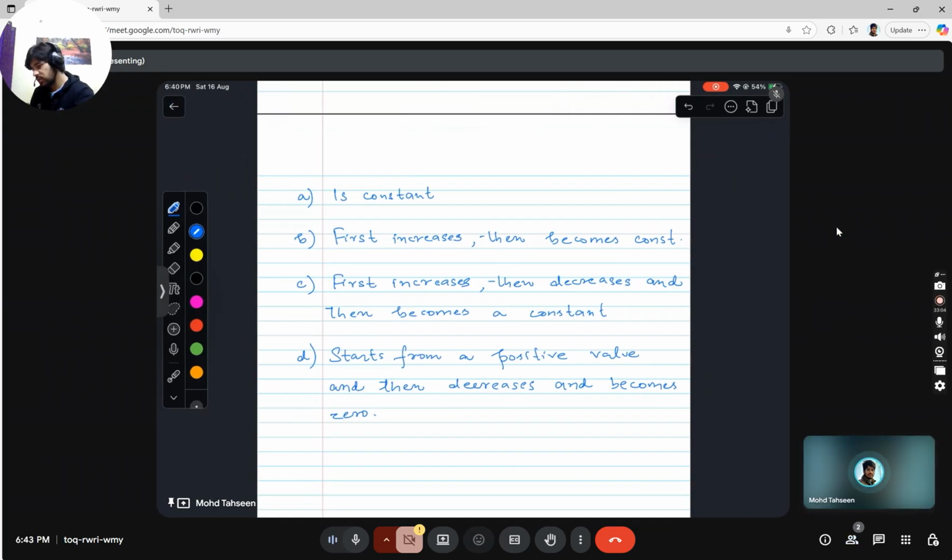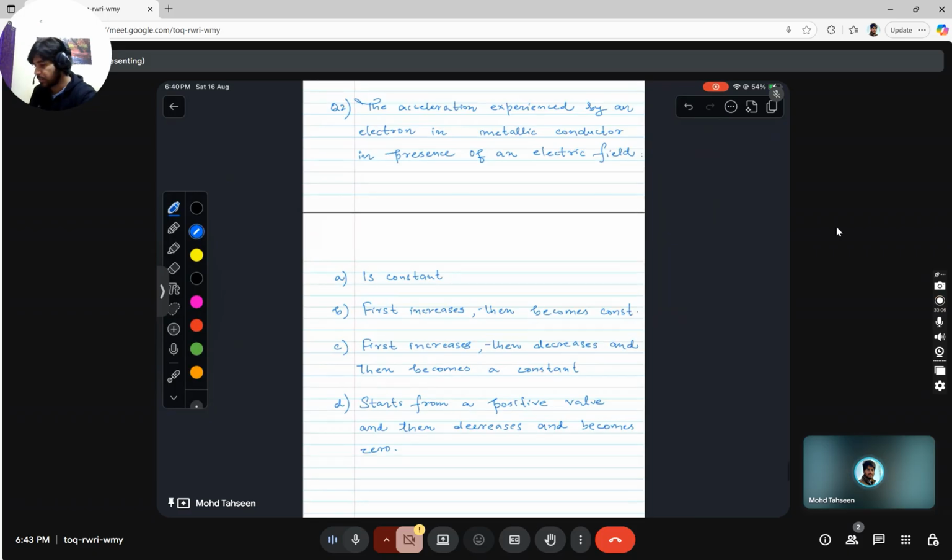So yeah, these are the options. What happens to the acceleration experienced by an electron in a metallic conductor in presence of an electric field? The first option is that this acceleration is constant. Second is that it first increases and then becomes constant. Third is that it first increases, then decreases, and then becomes constant. And the fourth option is, it starts from a positive value, then decreases, and then becomes 0. So which of these options is correct?